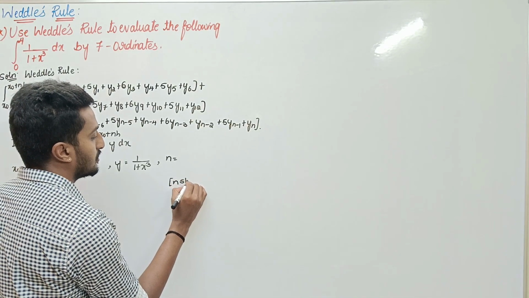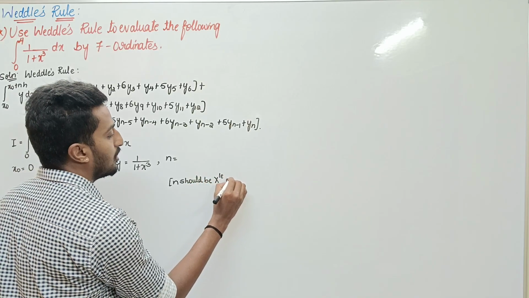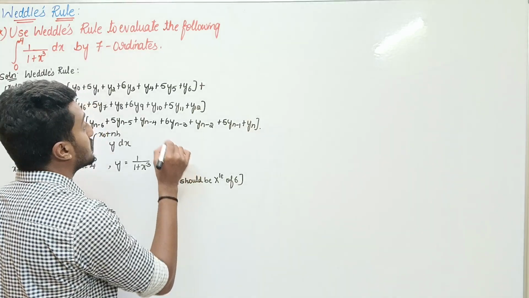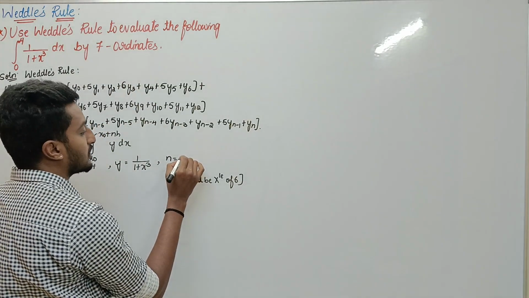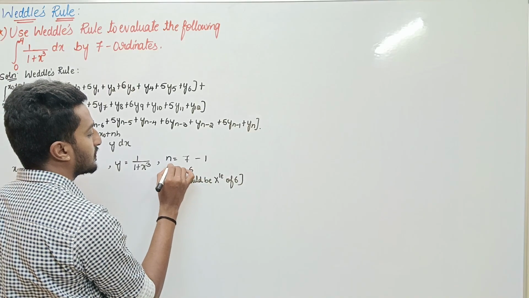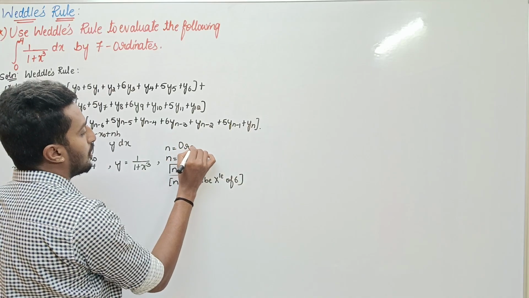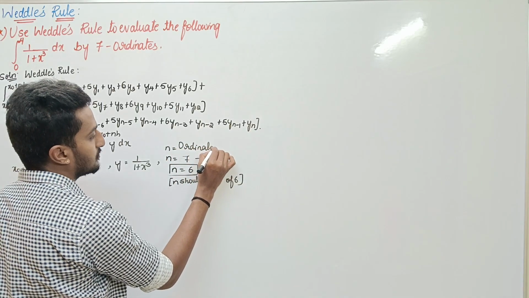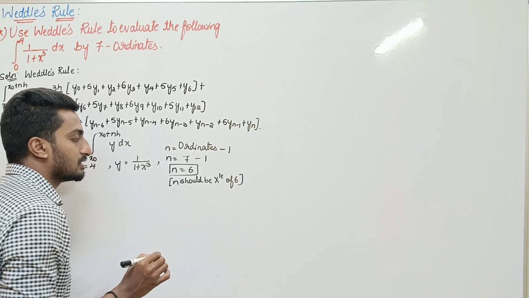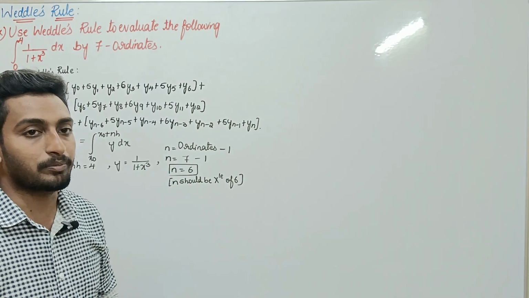N should be a multiple of 6. But they have given 7 ordinates. So what am I going to do? 7 minus 1, n equals 6. Six is a multiple of 6. So we are going to do ordinates minus 1. Then we reduce n from 7 to 6. That is, 6 will be the multiple of 6.